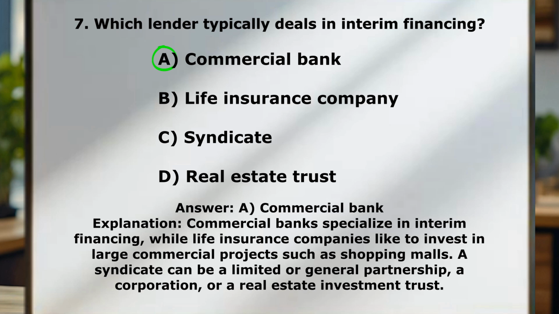We had an earlier question that talked about life insurance companies, and they actually like to invest in large commercial projects like shopping malls or retail centers. We also just had a question about syndicates, and a syndicate is just 2 or more people pooling their resources together to buy a real estate investment. So for question 7, if you know the definition of each of these answers, this is going to be an easy one for you.